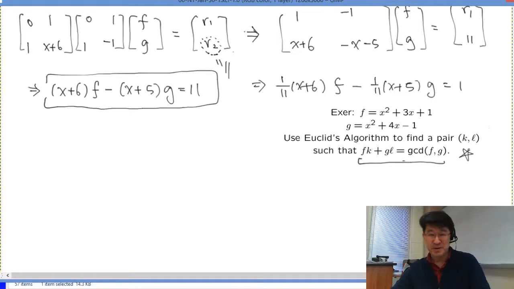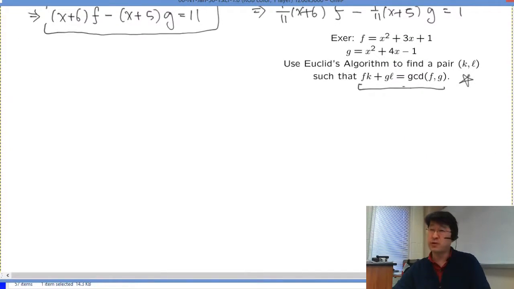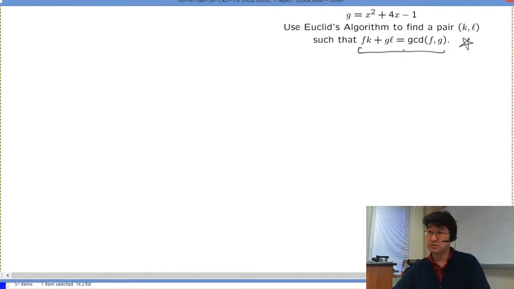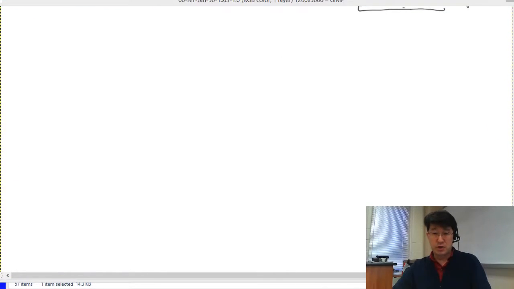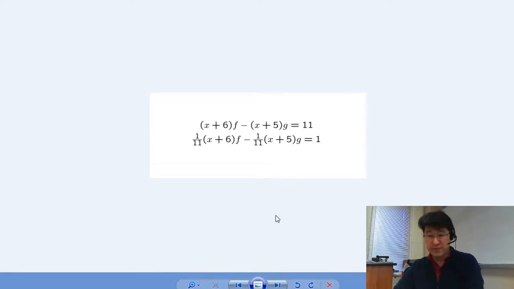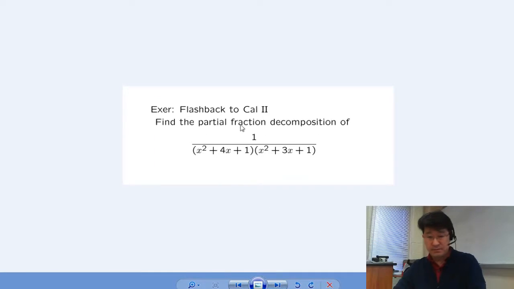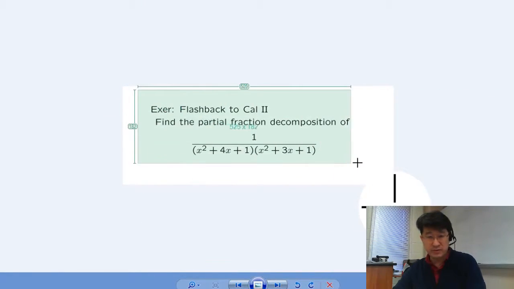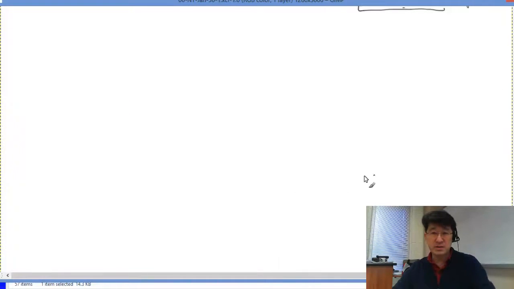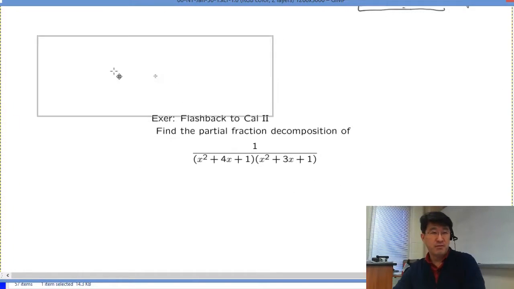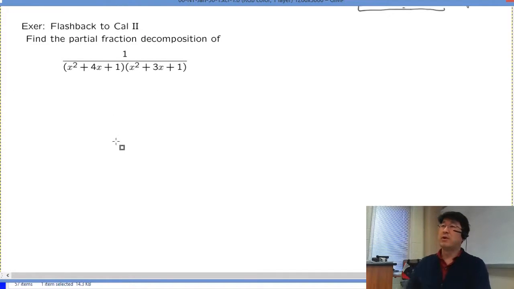All right. I have one more really strange exercise. So this is a flashback, that's the answer. Flashback to calculus 2, and you have to think about what on earth is he doing right now? It says like this: find the partial fraction decomposition of this guy. This is the most hated question in calc 2, the most despised problem in calc 2.